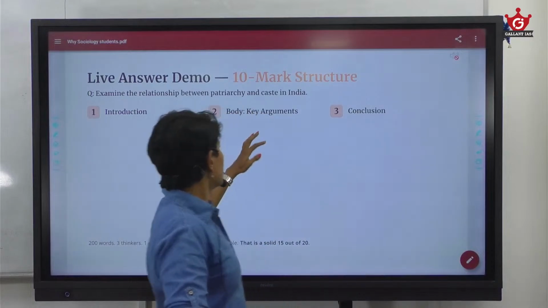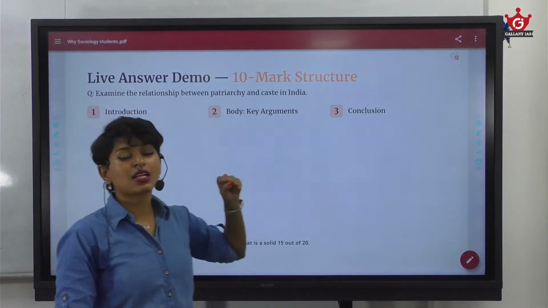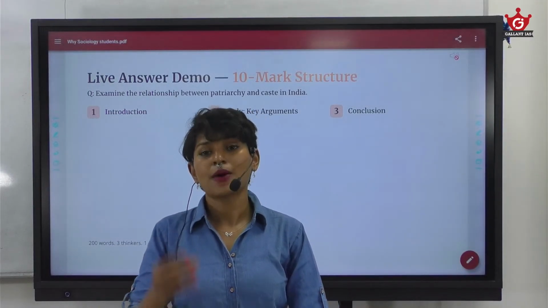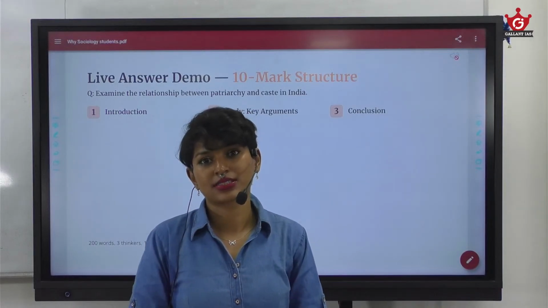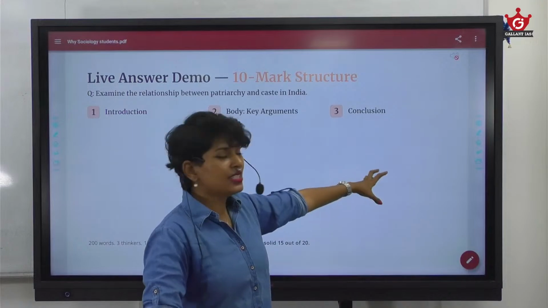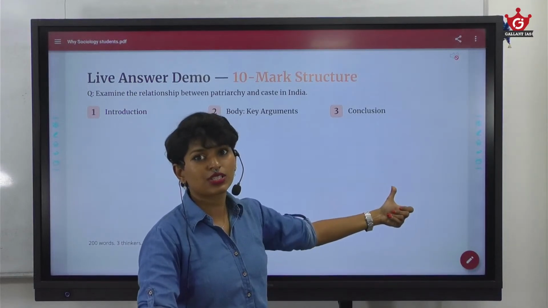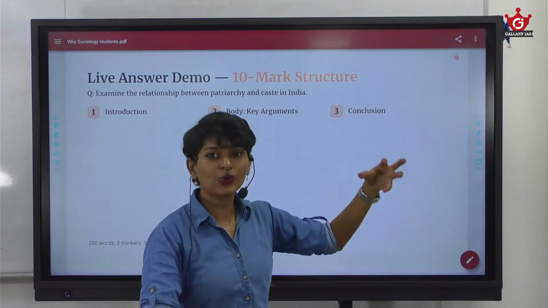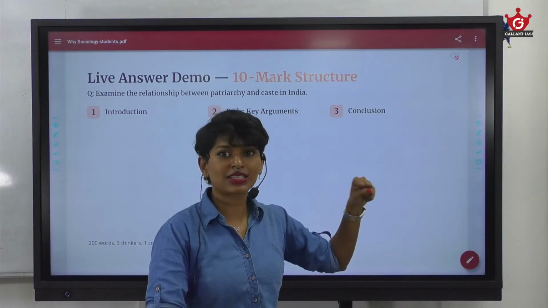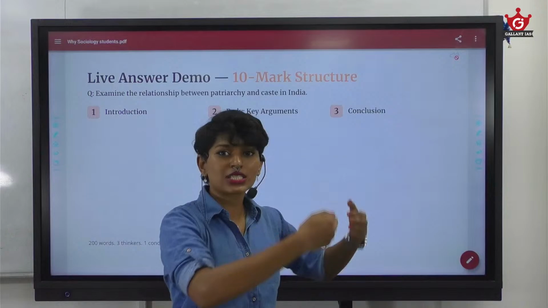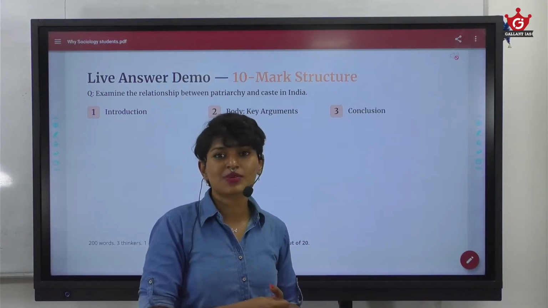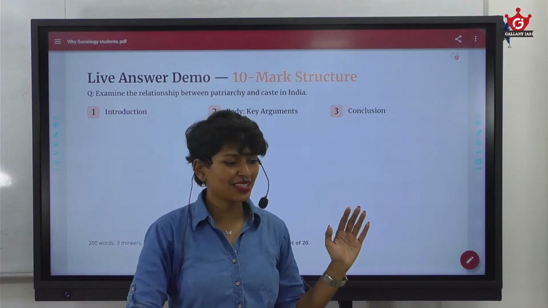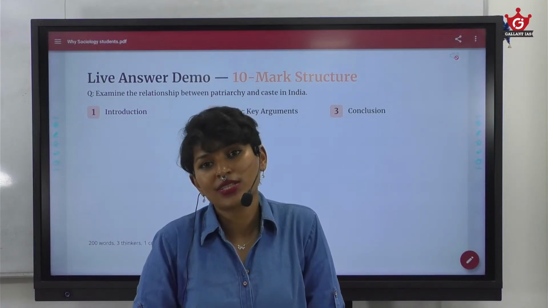Then we have to move to the body, right? So here think about integrating the thinkers, okay, bringing in data or examples. And finally you have to come back to the question, you have to conclude, right? So this is how an answer is structured. You have to think from those three angles, bring in your ideas about the topic. So could you brainstorm something? Can I see something in the chat? What can be your points?